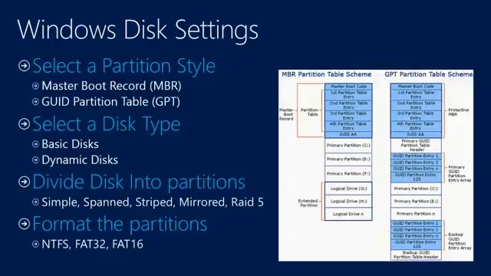Also think about what you need to do when you're dividing your disk into partitions. What type of partitions am I building? Am I using a simple, a spanned, a striped, mirrored, RAID 5, RAID 1, RAID 10? Again, these are all components that are going to be built into it, and I think I have a slide or two that talks a little bit more about that. And then the format of the partition. Once I have those partitions with that volume, what kind of format do I want it to have? NTFS, FAT32, FAT16, and then the new one, ReFS.